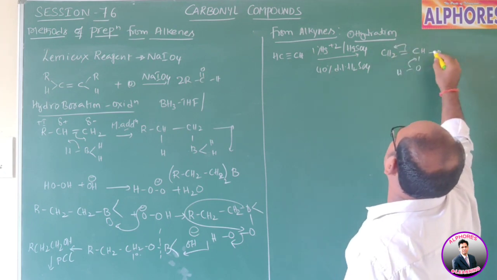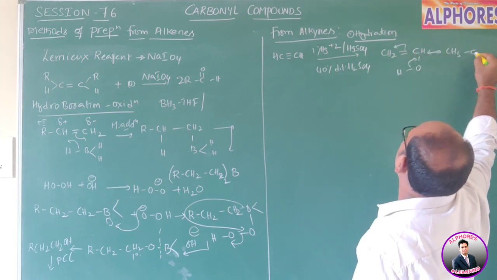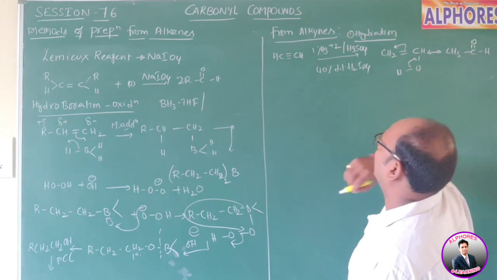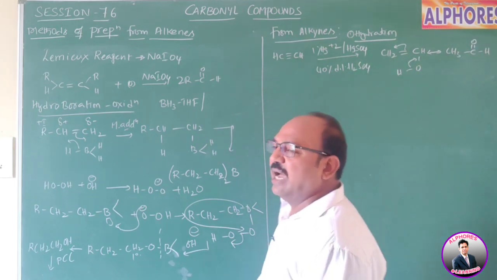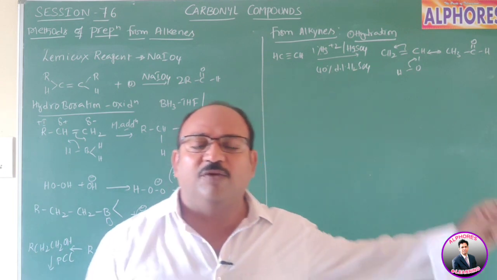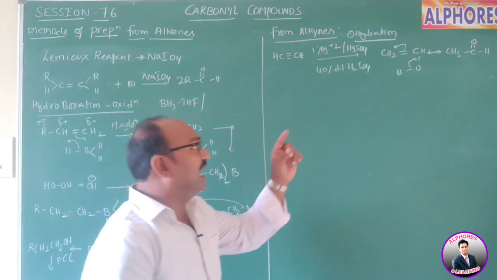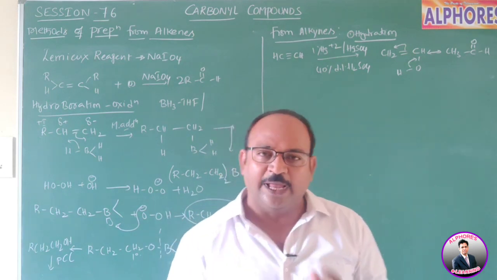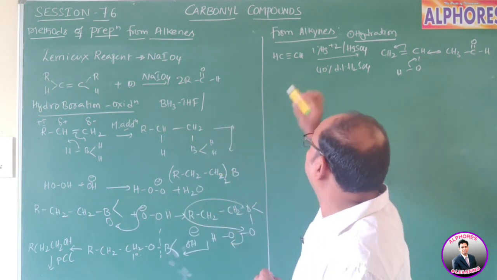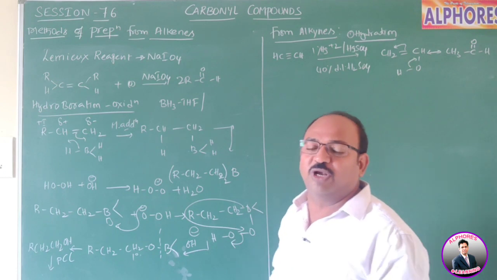This one is nothing but enol. It undergoes tautomerization, and we get acetaldehyde. We considered a 2-carbon alkyne, and the final product we get is a 2-carbon aldehyde, that means acetaldehyde. And as I mentioned here, generally alkynes are insoluble in water.